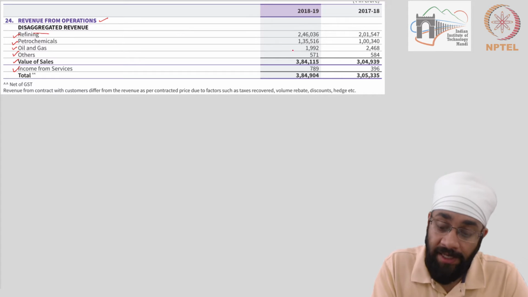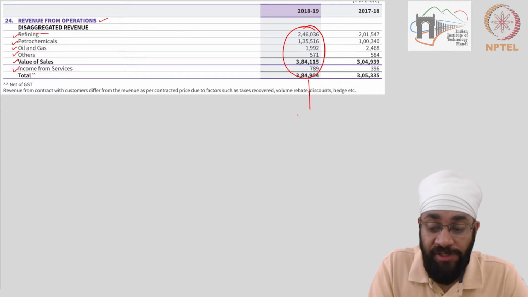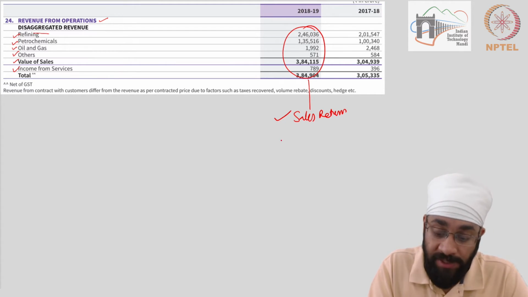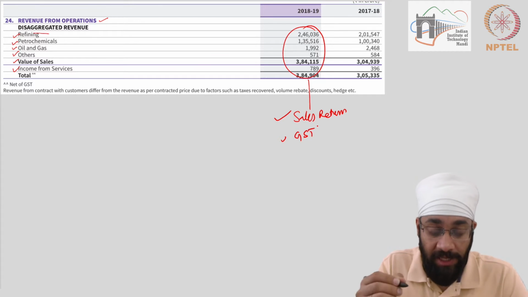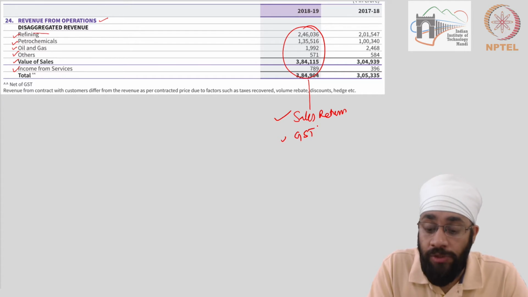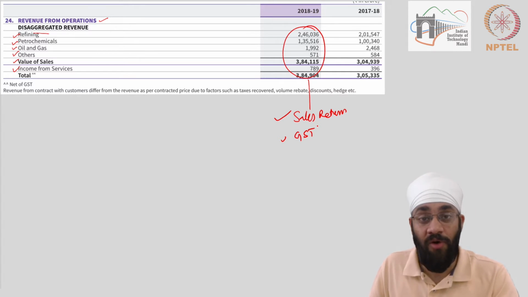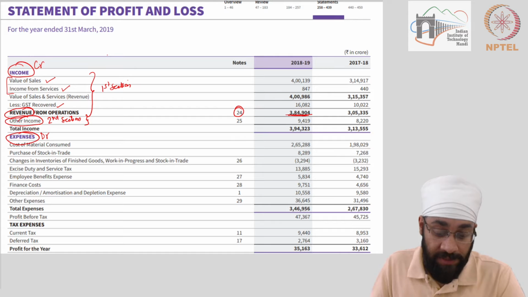Again, if you further look into the reports, you'll find more numbers, but just imagine, just to understand that these numbers have been adjusted for any sales return, which we have discussed. These will be adjusted for, for example, GST, as we saw in the previous slide. So these are the final numbers after that. So this is nothing strange. You already know all about all of these.